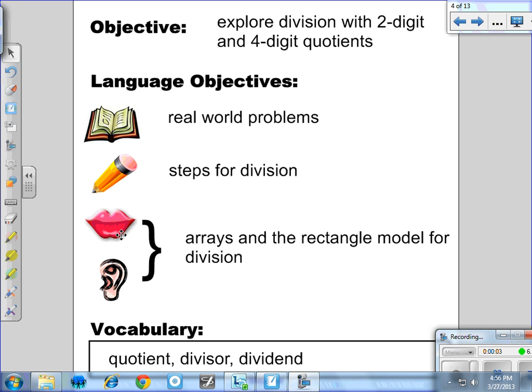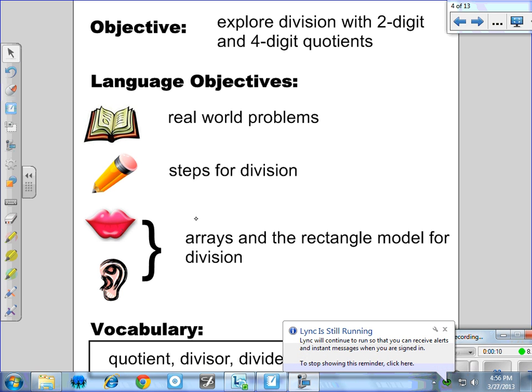Okay, so today is Unit 3, Lesson 3. I apologize for getting up a little bit late. The joys of technology, things don't always work.